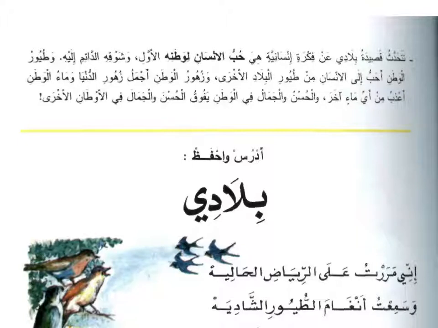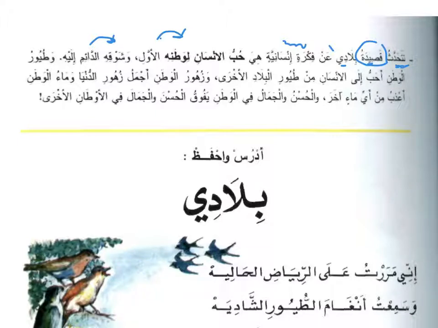تتحدث قصيدة بلادي عن فكرة إنسانية هي حب الإنسان لوطنه الأول. تتحدث قصيدة بلادي, the poem بلادي, تتحدث, it talks about, here conjugated for هي, because قصيدة is feminine. تتحدث عن, about فكرة إنسانية, a human idea, هي, which is حب الإنسان, the love of a person, لوطنه, for his homeland, الأول, his first homeland, right? الأول is a sifa describing وطن. وشوقه الدائم إليه, and his constant desire for it. شوقه, his desire, الدائم, constant.